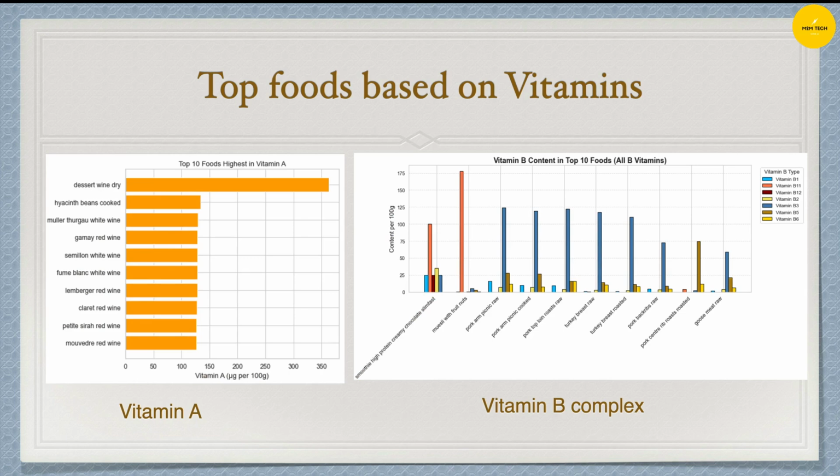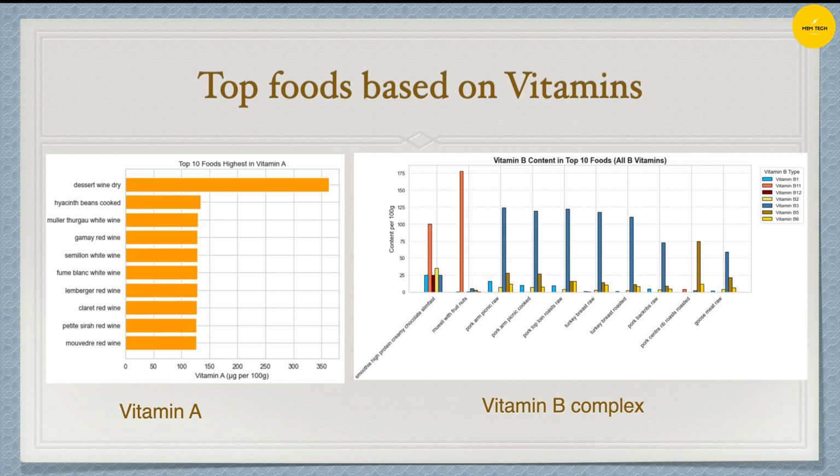In this slide, which says top foods based on vitamins, I tried to provide insight into all the vitamins and show which foods are highest in the category of a particular vitamin. For example, in this first graph, which is vitamin A, we see that dessert wine dry is the highest source of vitamin A in this data set, followed by beans cooked, and then white wine. Basically, we see all sorts of wine are higher in vitamin A.